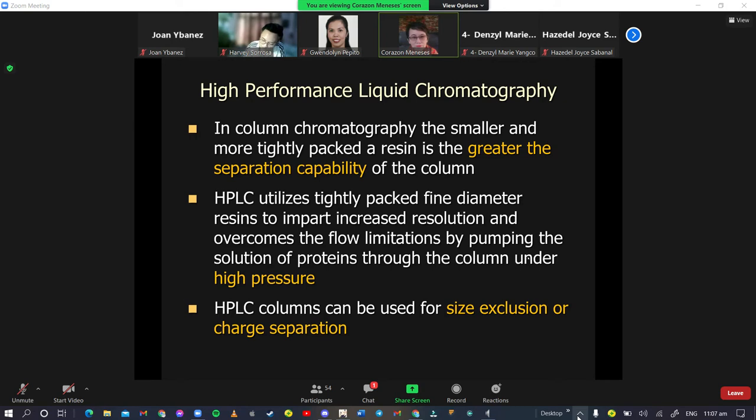Then high performance is either by size or charge. The difference is only in the column chromatography. It is smaller but more tightly packed with the resin. Because it is tightly packed, you need to have high pressure to be able to separate them based on the charge or on the size.